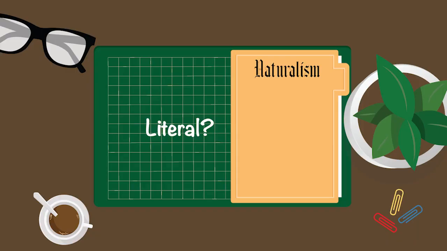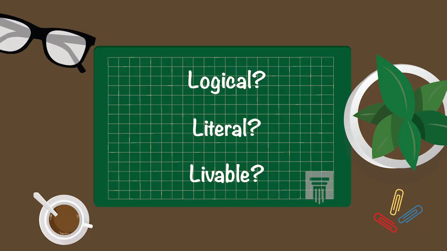In our first class, we learned it doesn't matter whether a certain worldview works for us or fits with how we want things to be. The question to ask is, does it work with the way the world really is? Naturalism fails the literal criteria. Let's talk about the third criteria, livable. Is this worldview livable? We have to ask, do my beliefs allow me to live and behave according to the way the world really is?